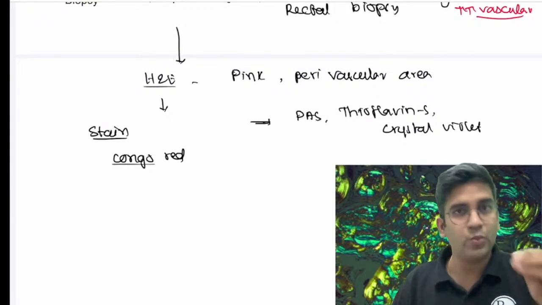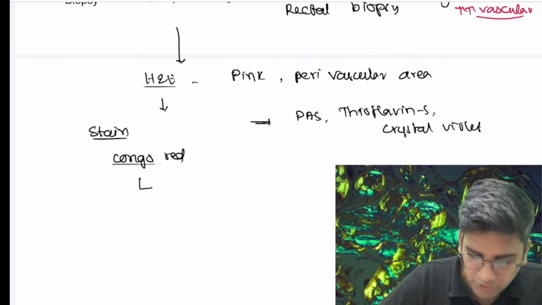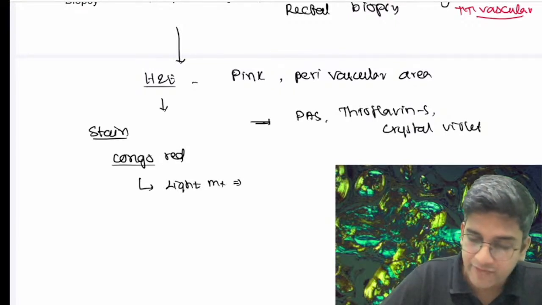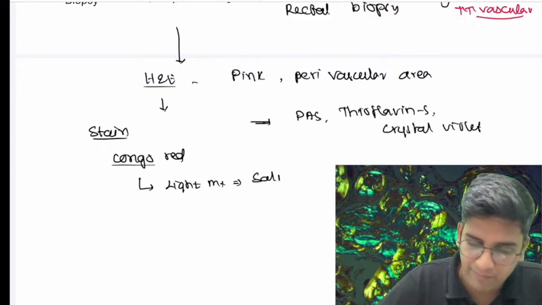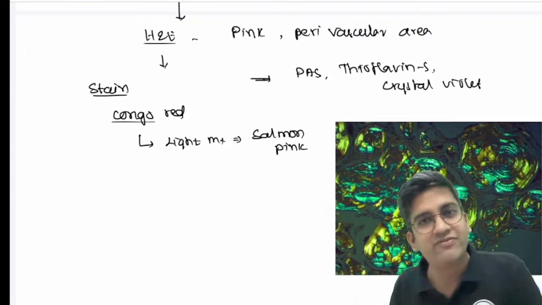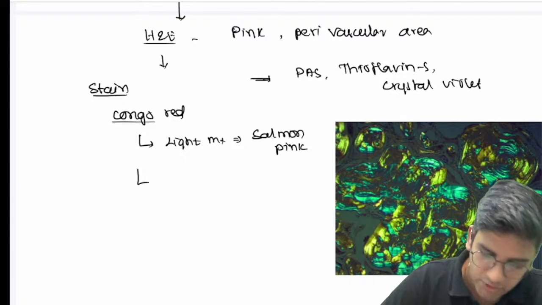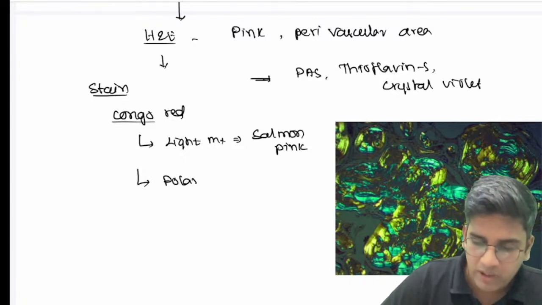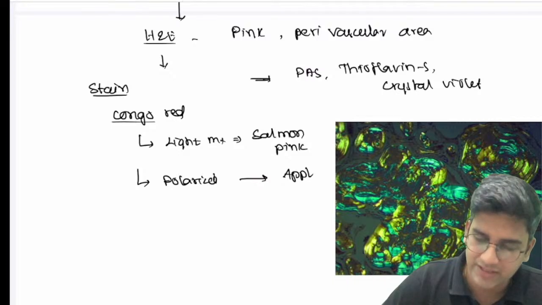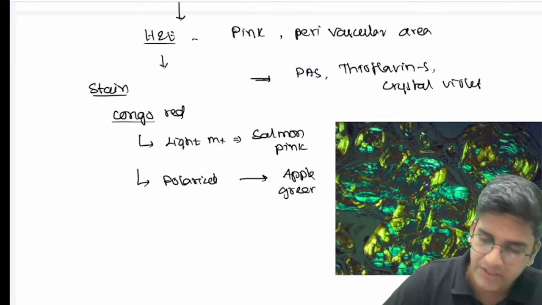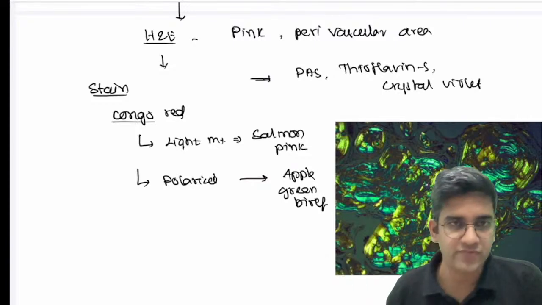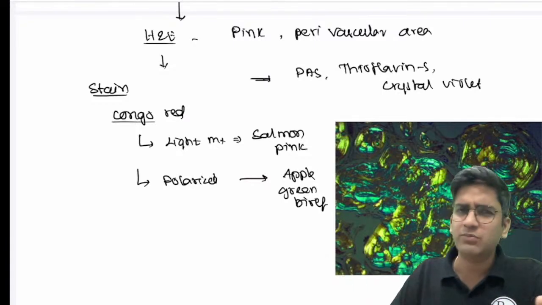Fine. So once I do it in Congo red, again I have two possibilities. On light microscopy in Congo red, I will have your salmon pink color. Again, pink and salmon pink might be difficult to differentiate. Then I go for your polarized light. So in polarized light, you're seeing the image here. You have the classical, you won't forget this, right? An apple green birefringence. That's a classical finding seen in case of an amyloidosis, fine. So this is for diagnosis of amyloid, more than enough.